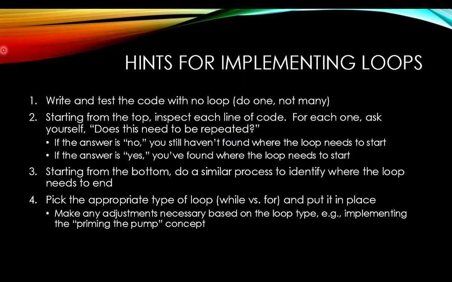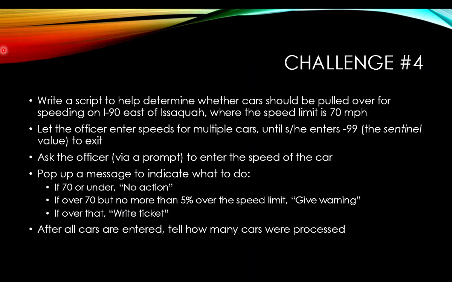Great. So let's look at another challenge, and while we won't code it unless you're in class with me, we will code through the pseudocode so we can really talk through it. So here's a challenge. We're going to, let's say, keep track of a bunch of cars that are zooming by on I-90 east of Issaquah. The speed limit goes up to 70, not far from where I live, so we're kind of watching for speeders that are going more than 70 miles an hour. So we're going to let the officer enter a bunch of speeds until he or she enters -99, which is going to be the sentinel to exit. So we kind of get the idea what we're going to do here.